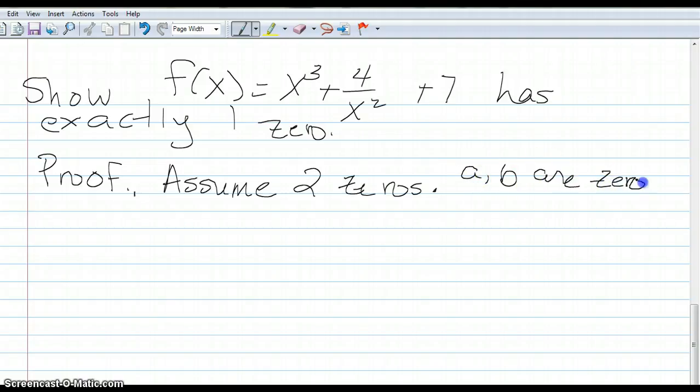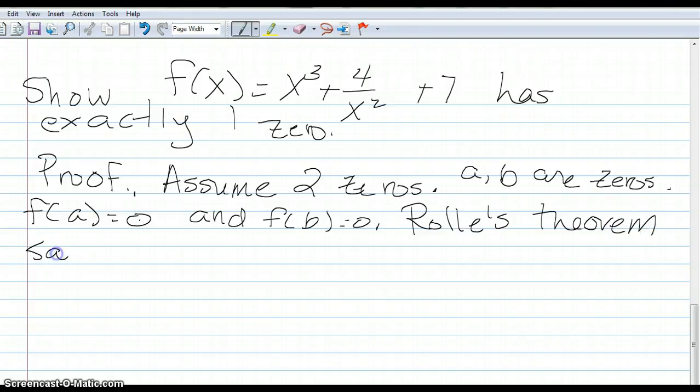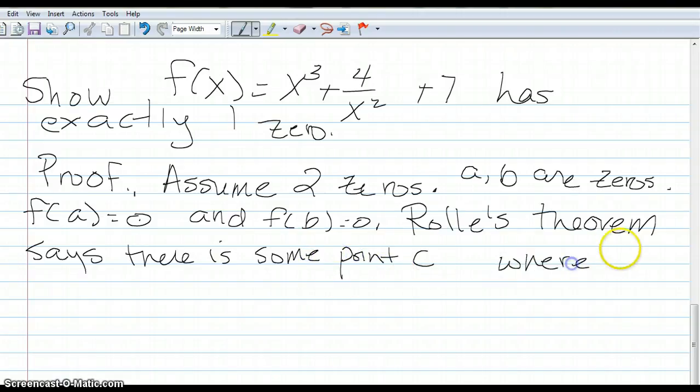Well, what does it mean for it to be a zero? For it to be a zero, it means f of A equals 0 and f of B equals 0. So I hope you see that that's the beginning of Rolle's theorem, because now we have f of A and f of B being the same thing. So what Rolle's theorem tells us is there is some point C where f prime of C would have to be 0, right?